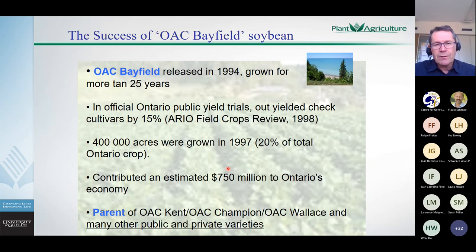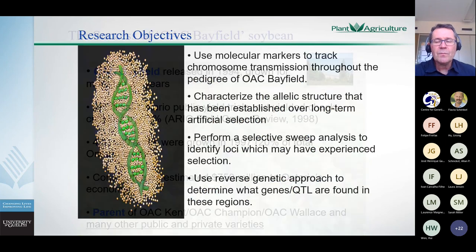So this cultivar has also been used in many crosses by different breeding programs as a very good parent with good combining ability. And some of its progeny included OEC Kent, OEC Champion, OEC Wallace, and other public and private cultivars that inherited those good traits and good genes from OEC Bayfield.